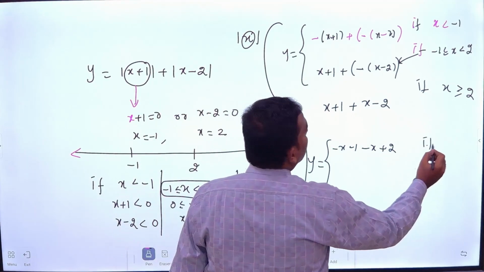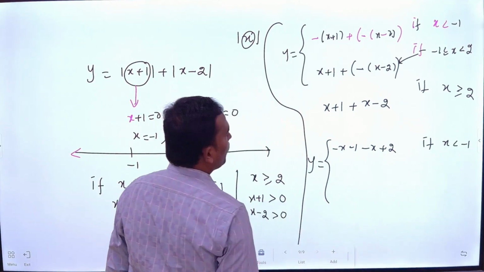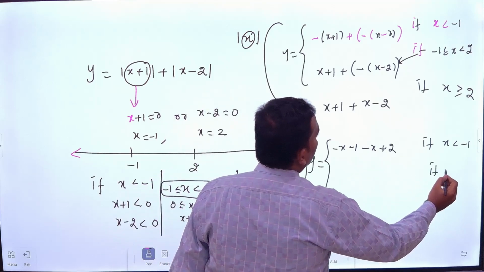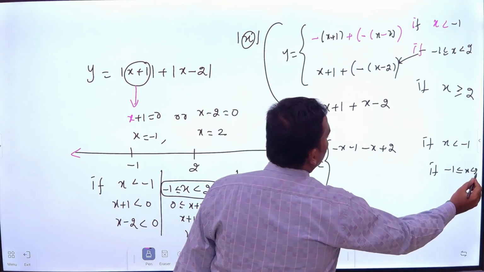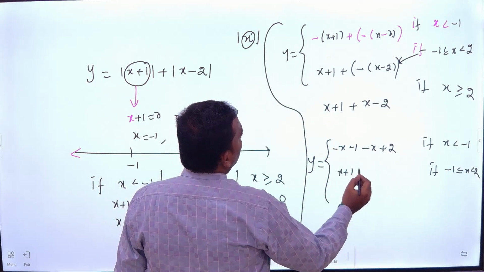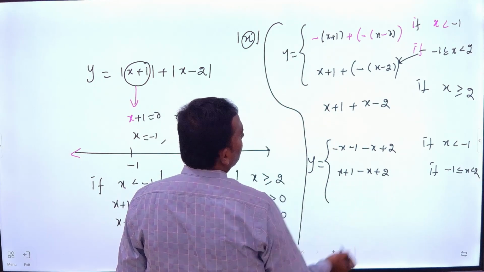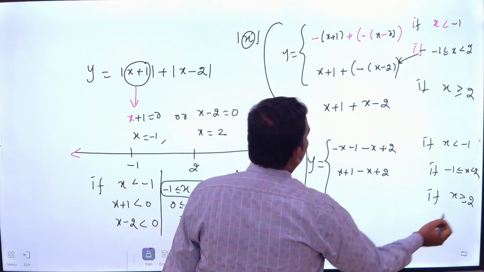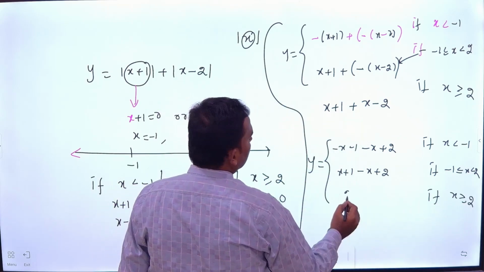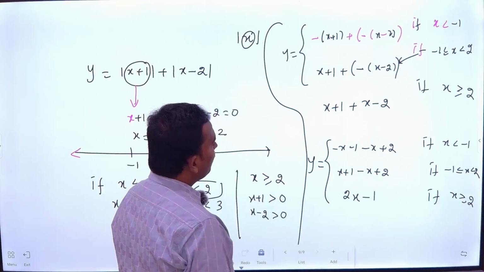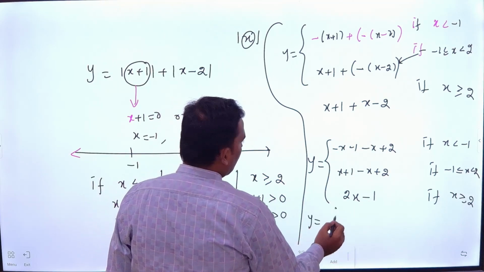Okay, that is if x is less than minus 1. The second thing is, if x is in the interval minus 1 less than x less than 2, directly you can write x plus 1 minus x plus 2. If x is greater than or equal to 2, in this interval directly you can say 2x minus 1, right? So finally, how to write this function?